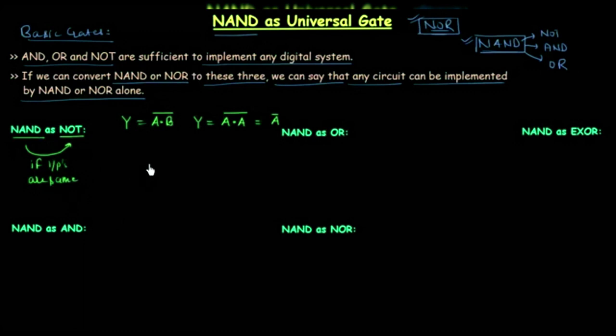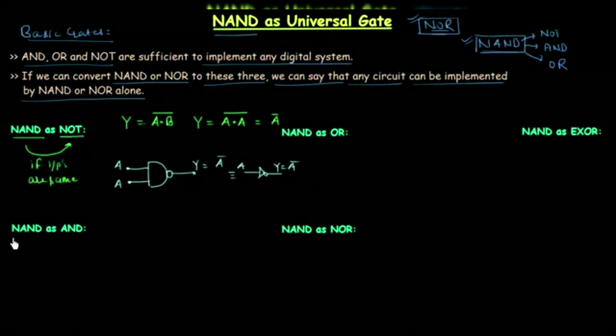So first we will make 2 input NAND gate. These are the 2 inputs and this is the output Y, and if the 2 inputs are A, let's say, then the output Y is A complement. So this is working as NOT gate. If the input is A, the output is A complement. Very simple.